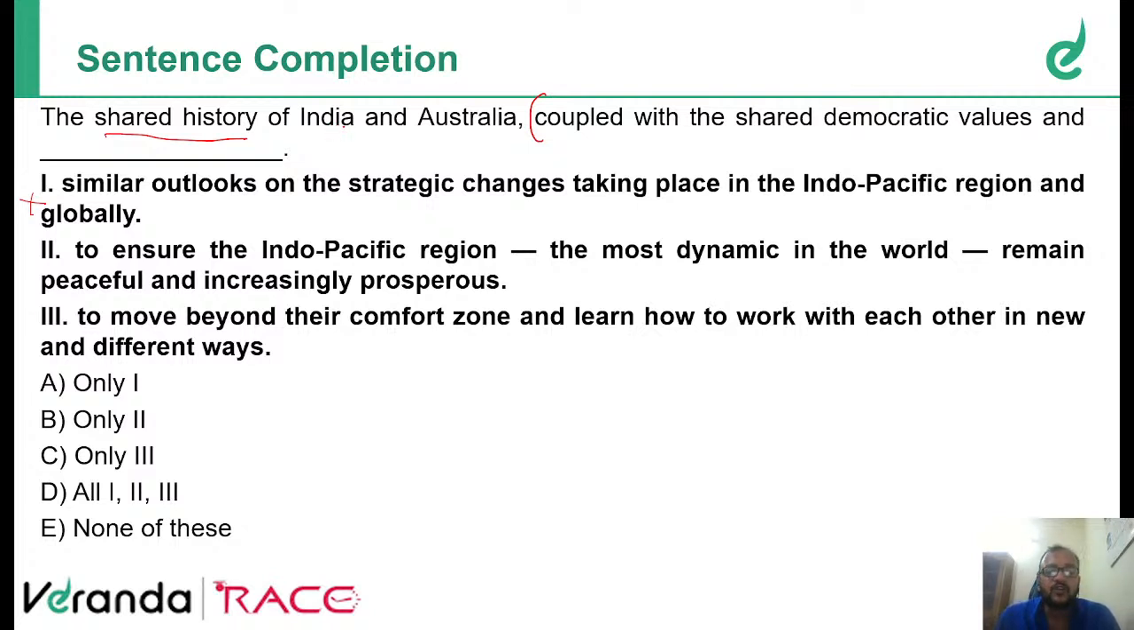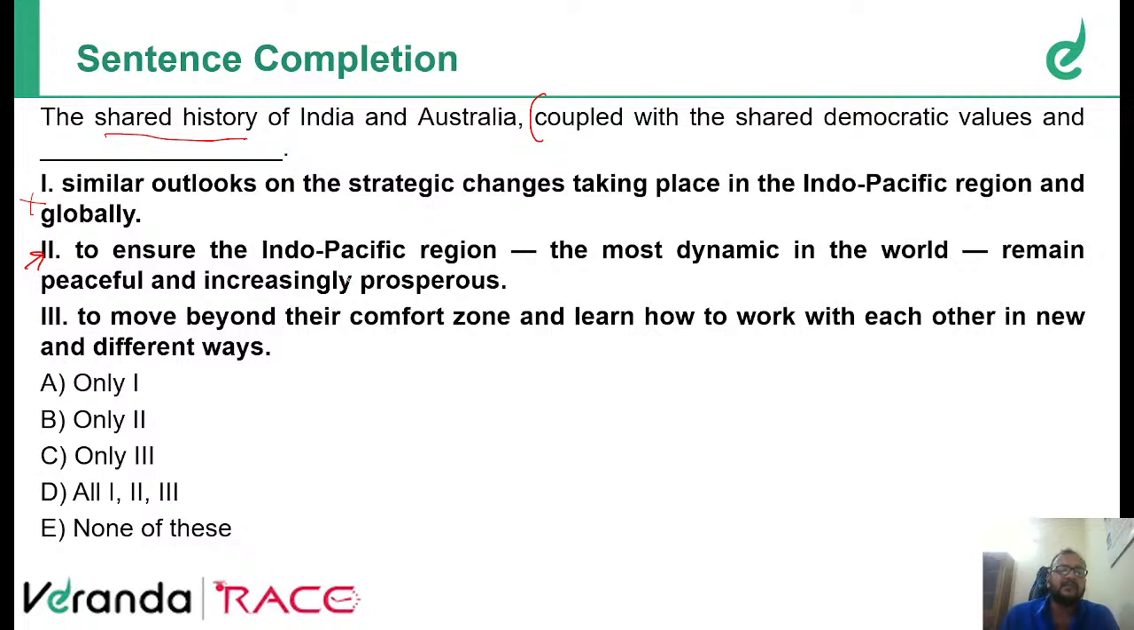So we have to choose that option which makes complete sense. So 2 will be there, no doubt. Next, to move beyond their comfort zone and learn how to work with each other in new and different ways.